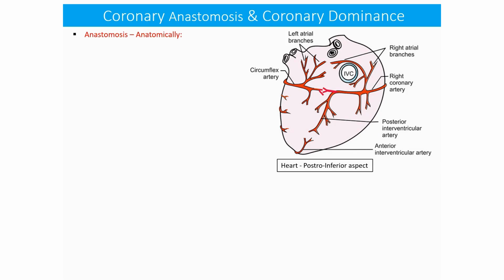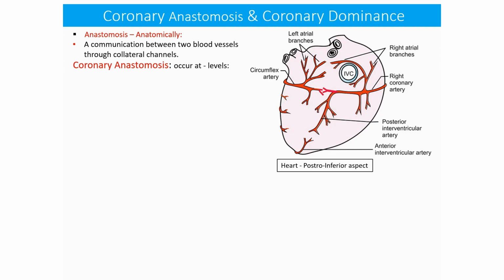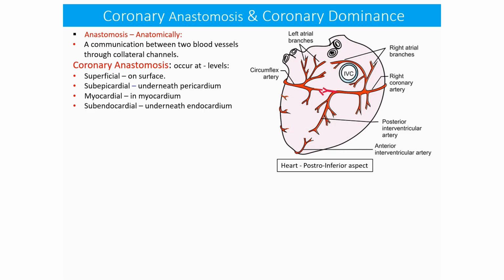First, what is the anastomosis? Anatomically, it is a communication between the two blood vessels through collateral channels. The coronary anastomosis occurs at the following levels. Number one, superficial on the surface of the heart, subepicardial underneath the pericardium, myocardial in the myocardium, and subendocardial, that is underneath the endocardium.